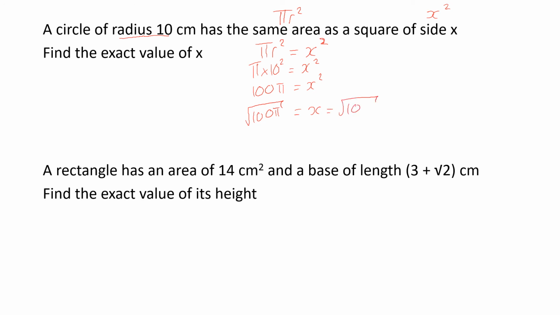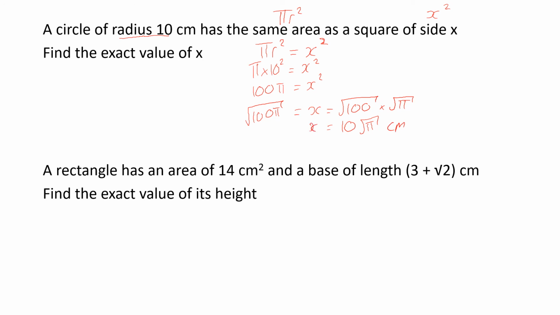We can split 100 pi using again that first rule of surds into root 100 times the root of pi. Square root of 100 is 10, and the square root of pi is going to be some horrible number, so we just leave it in exact form. Centimeters was the unit, so x will be in centimeters as well.